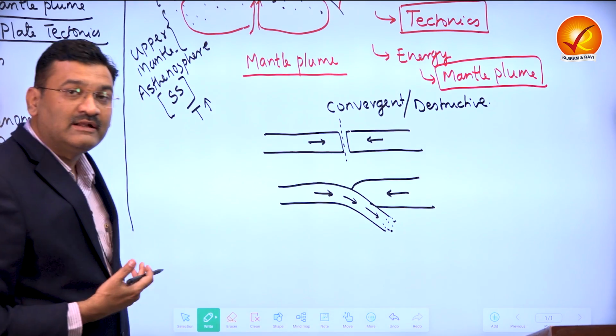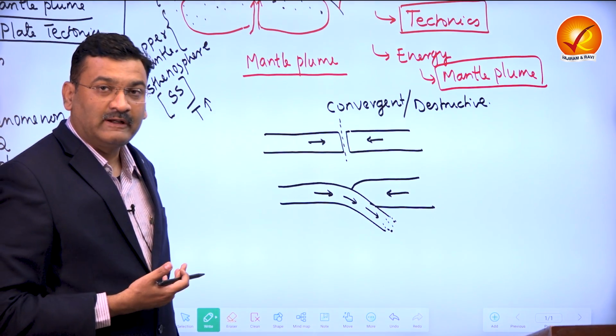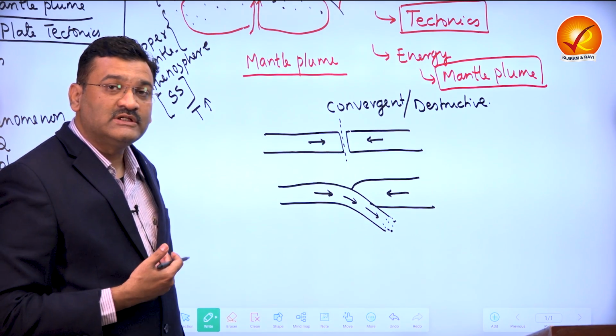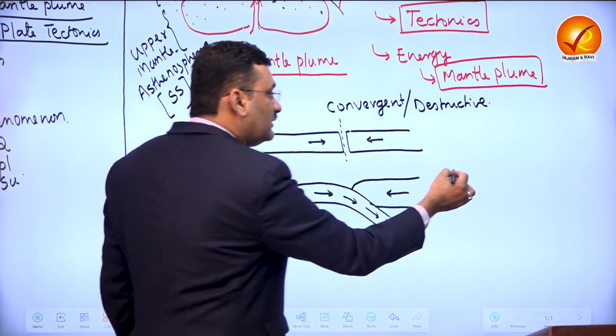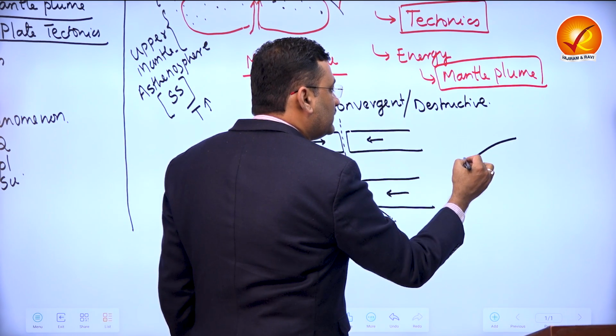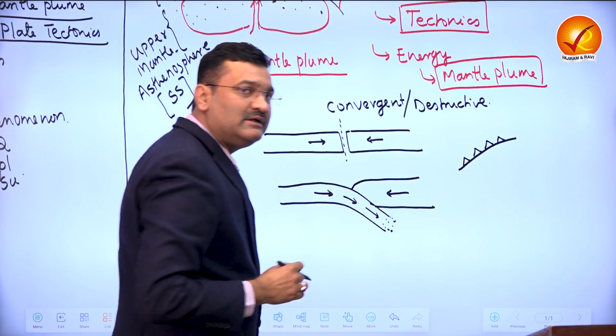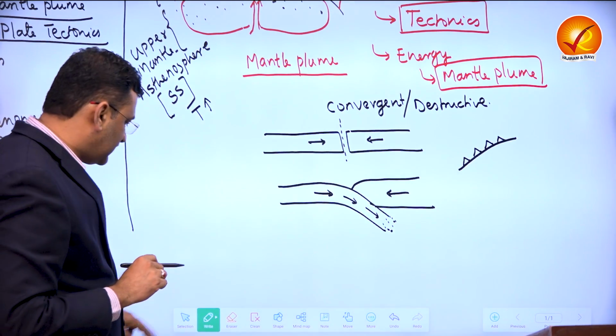So what happens here? The crust is destroyed. Thus, this type of boundary is known as destructive. So when you show it on the map, you can show it like this. This will be a line with a triangle. I am just covering the basic part here.